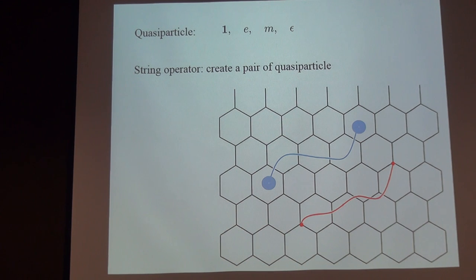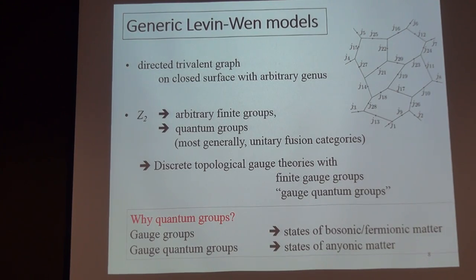In general, the Levin-Wen model can be defined on a trivalent graph on a closed surface, and the input data, the Z2 spins, can also be generalized. This Z2 group of the Pauli matrices can be generalized to arbitrary finite groups or quantum groups, and more generally, the model can be defined using the input data from unitary fusion categories.